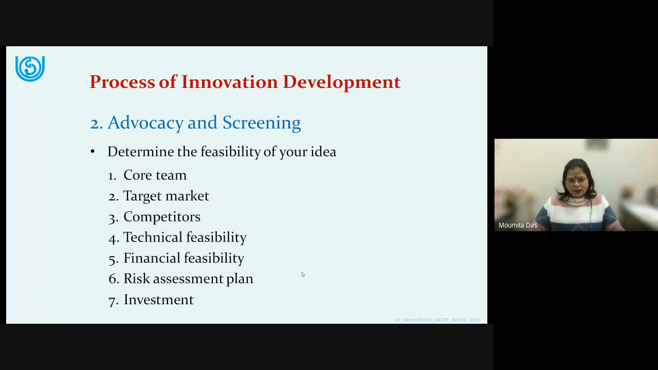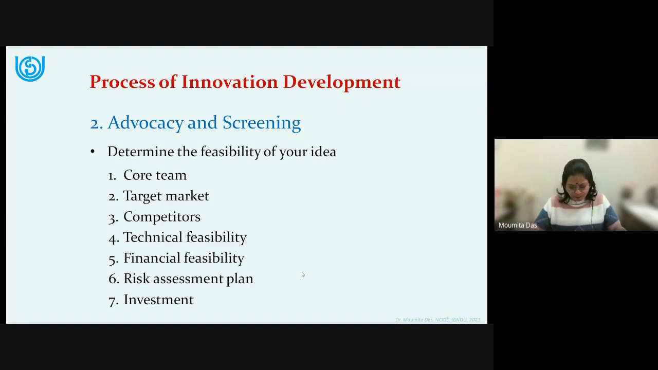So, it's not necessary that every idea is worth implementing. It has to go through a special process. So, advocacy and screening, these help evaluate an idea and help measure its potential benefits and any problems that the idea may face when it is going through that journey from idea to startup. So you have to screen out all the risks before your idea can reach the market.